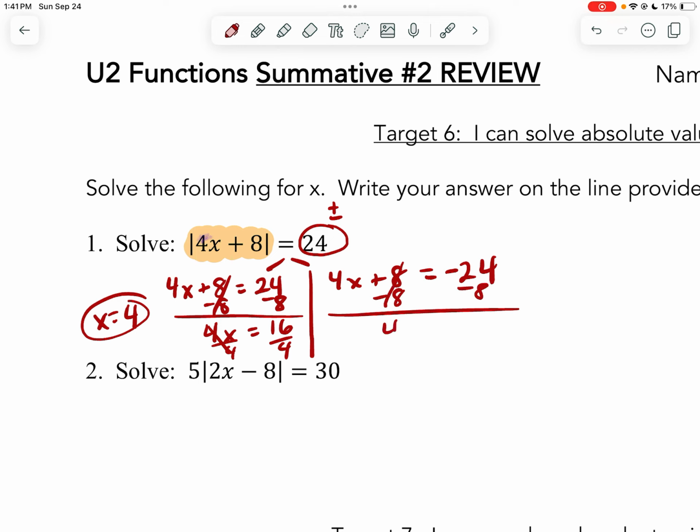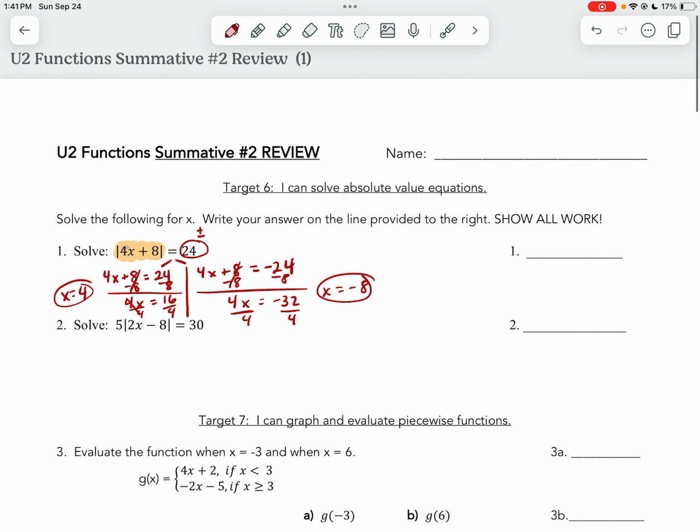Same steps here. If I divide by 4, negative 32 divided by 4, that's negative 8. And then it doesn't matter what order you write your answers in. But you can say x equals 4 and then x equals negative 8.